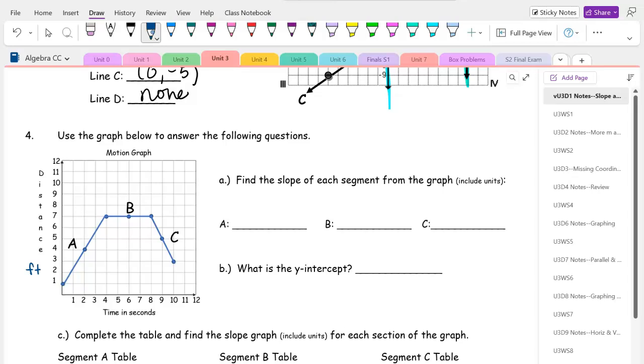So segment A, I want you to notice it is increasing. It's going up to the right. That means you want to go up and over first. And it doesn't matter where you go up and where you go over. You can make either of those triangles. Either way, you're going up 3 and over 2. So we're going to write 3 over 2. And then because we went up 3, that's our feet. And we went over 2, that's our seconds. Our unit is feet per second.